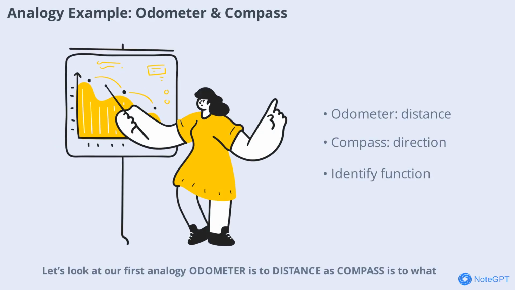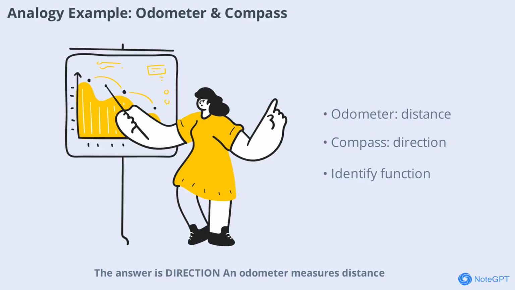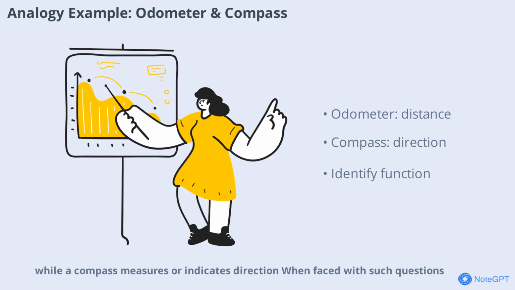Let's look at our first analogy. Odometer is to distance as compass is to what? The answer is direction. An odometer measures distance, while a compass measures or indicates direction. When faced with such questions, always identify the function or relationship in the first pair and look for the same in the second pair. This approach will help you eliminate incorrect options and select the right answer with confidence.